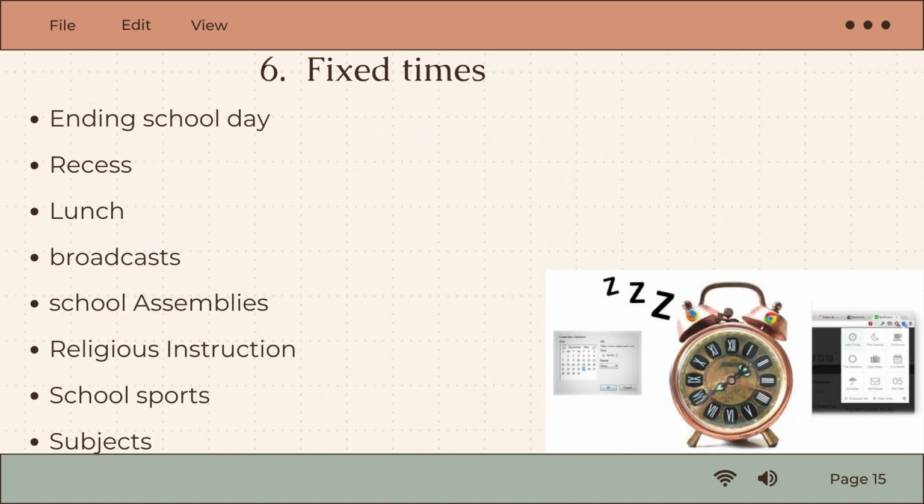So the sixth one is fixed time. So in fixed times, this cannot be easily changed kay naka-fix naman ni nga time. Once magbuhat ka og timetable like kaning sa timetabling, we include times for starting and ending school day like recess, lunch, broadcast, school assemblies and religious instruction, school sports and subject using special rooms. So kani siya nga time, it should be plotted first on the timetable.